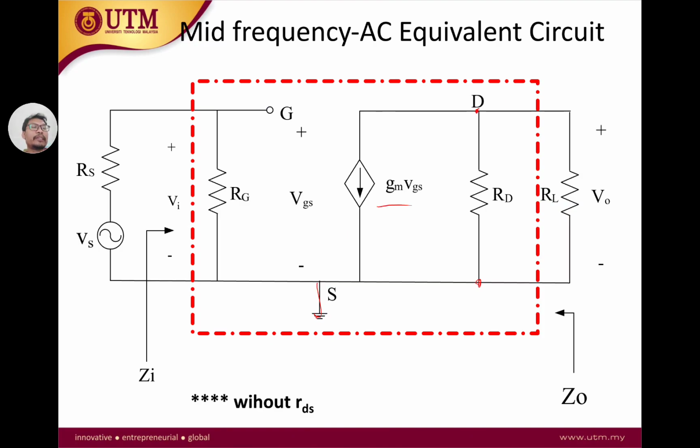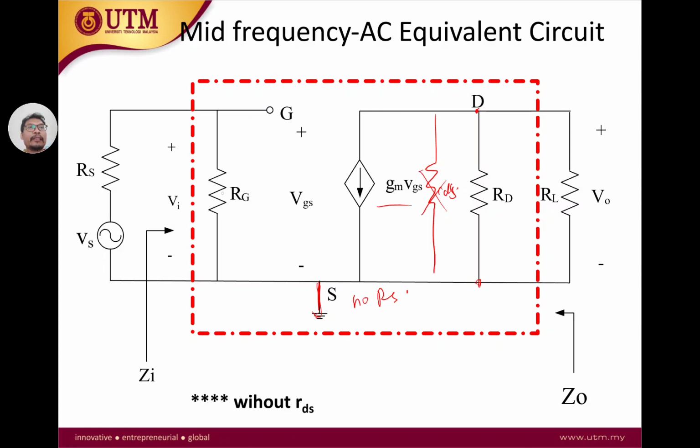We have the small signal MOSFET model, gm VGS. We have the input now. And here if you see the source, there's no RS, because we have the bypass capacitor taking out the RS. We can also have the RDS here. The RDS should be there, but in this case we're not having the RDS. We assume the RDS is infinity.